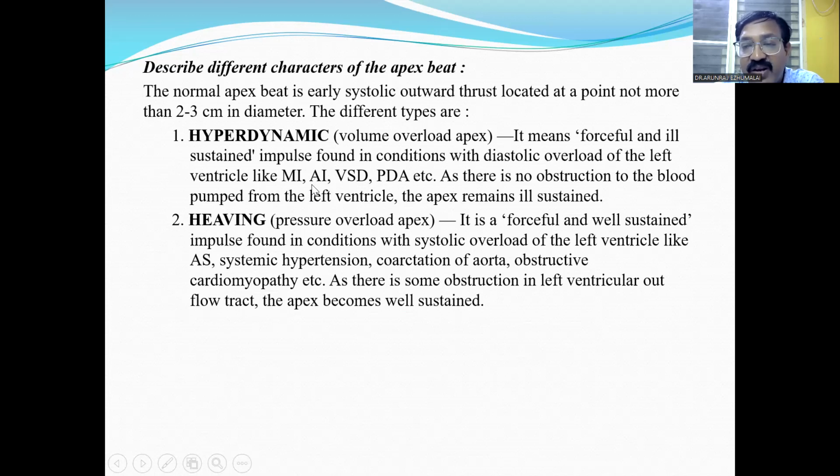So I have told, there are hyperdynamic, forceful, and sustained impulses. Hyperdynamic is there for volume overload conditions, like mitral regurgitation, VSD, PDA, and hyperdynamic circulation. All this will be forceful and not sustained. PV is forceful and well sustained.